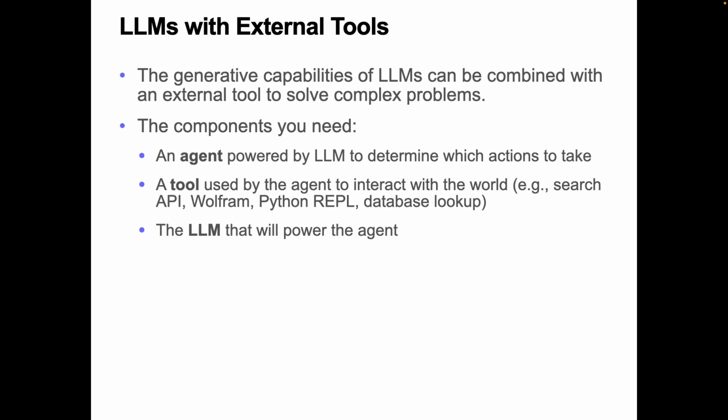And you also need a tool, right? That tool is used by the agent to interact with the world. Again, in the previous example, we used the Python interpreter, but we could use search APIs, Wolfram to do all kinds of math-related or scientific-related stuff. And then we could even use database lookup as well. So those are considered the tools that the agent interacts with. And obviously you need the language model, which will power the agent.